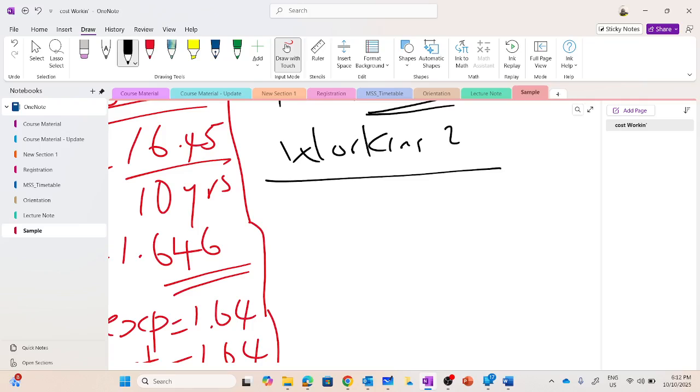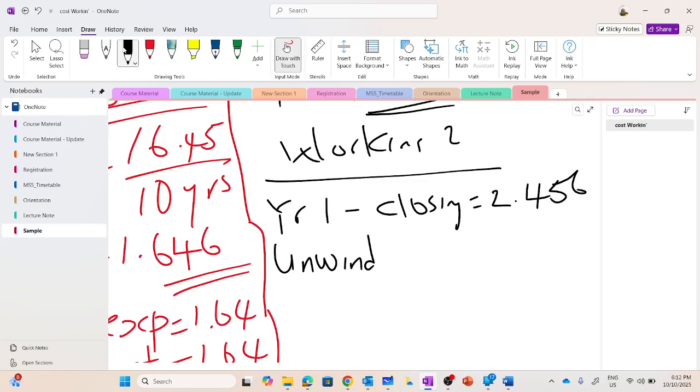So now let's take year 1. For the first year, the closing or total liability equals 2.456. So the unwinding will equal 5% times 2.456. So this will give us the amount we are going to debit as expense and the amount we are going to credit as liability. So it will give us 0.1228.